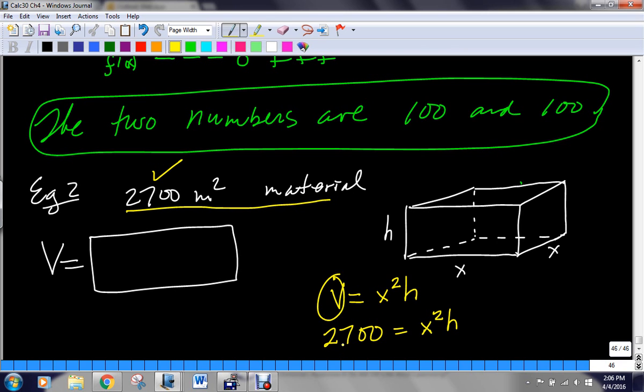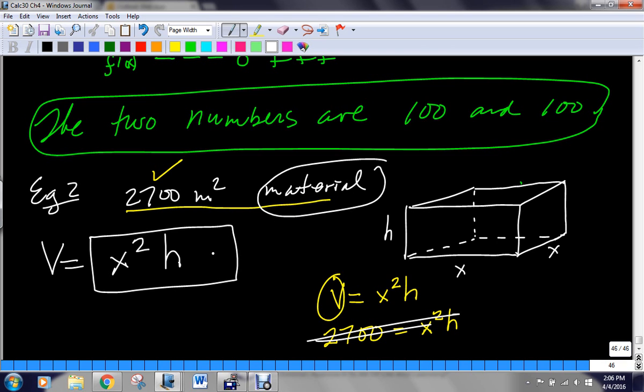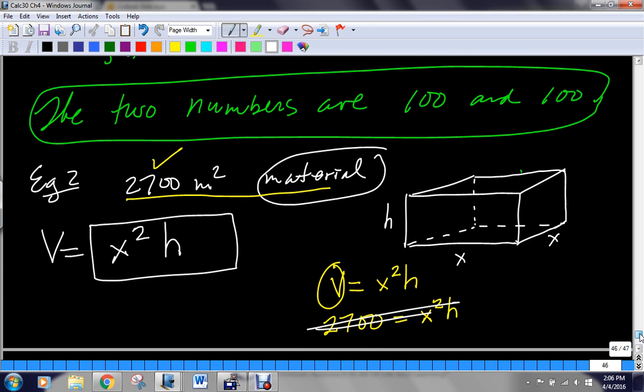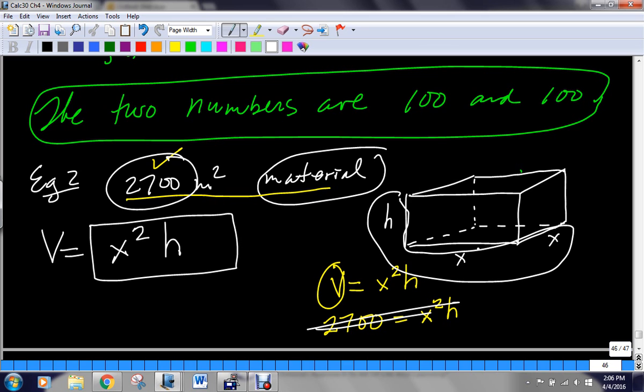Oh, the material is 2,700. Oh, that's true. So I am on the wrong track here. Thank you for that. That is the volume, but you're right, this is material. I got a little mixed up there. So this is not the one we want to use. That's still a volume, and that is going to go here. This is the volume, that's what we're trying to maximize, and the 2,700 is the material. So how do I write an equation connecting this 2,700 and these variables? Because we still have to do that.